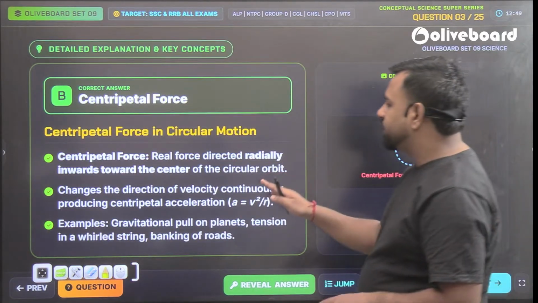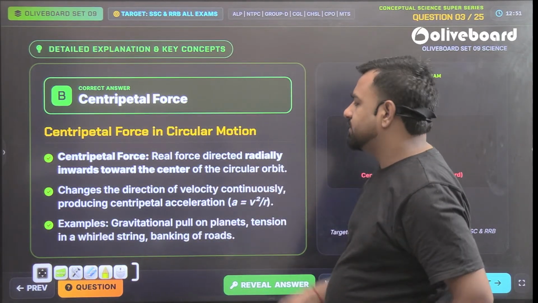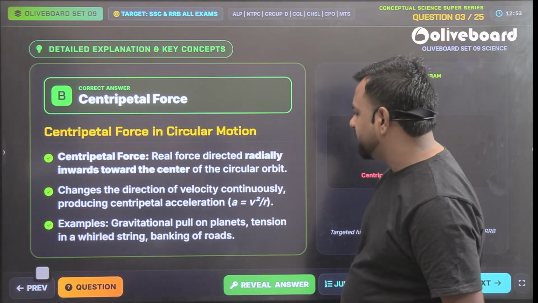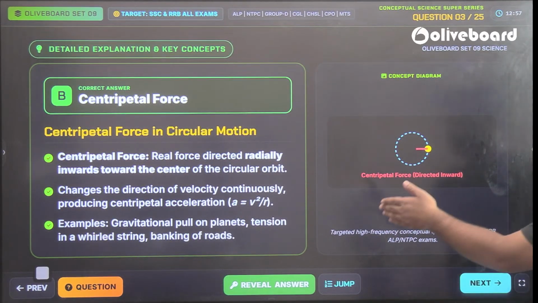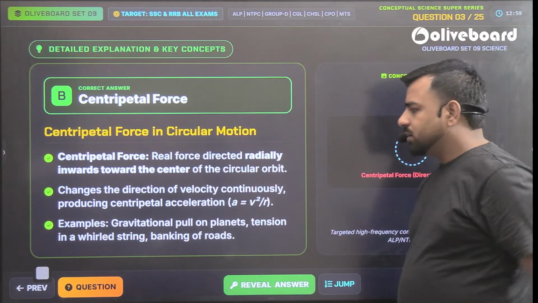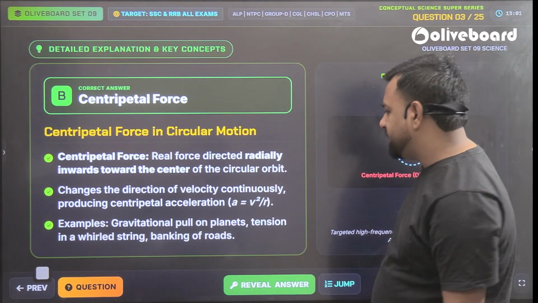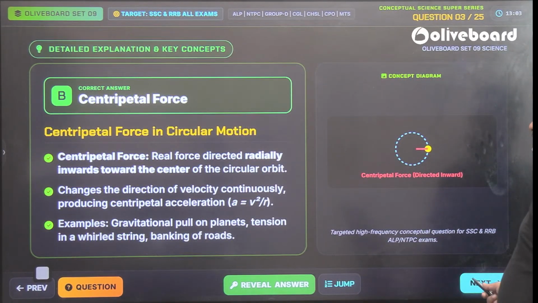The real force directed radially inwards towards the center is the centripetal force, and its formula is given here. Next, gravitational pull on the planets, tension in a whirled string, and the banking of roads are all examples of centripetal force.